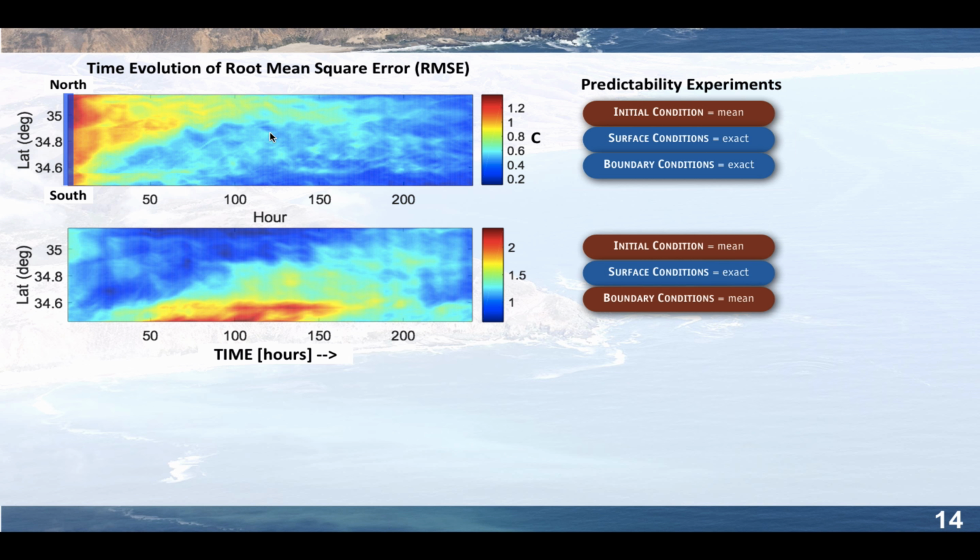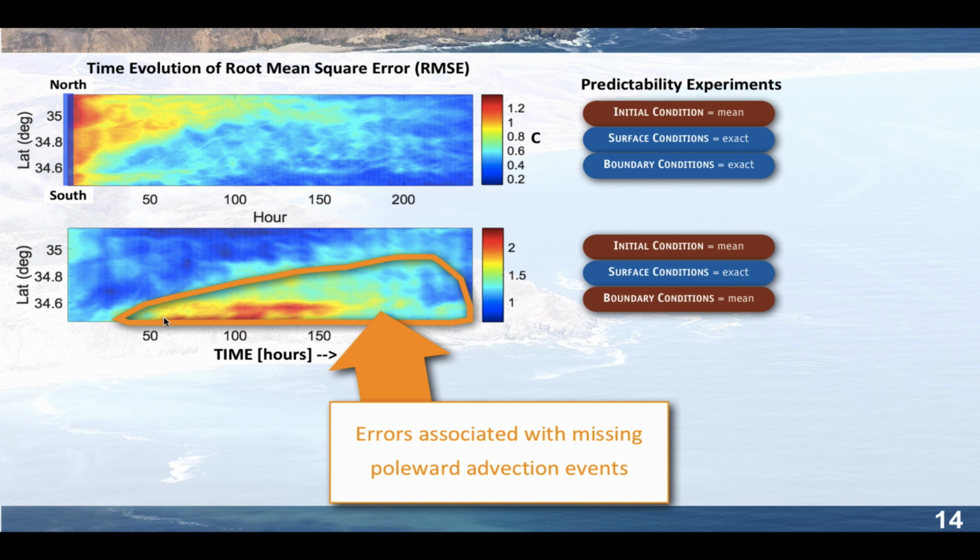Now we can do the same experiment where we also set the boundary condition to climatological values or mean. So this experiment has only the exact surface condition, and here you can see that the scale of the errors is much higher. In particular, there's a region here in the south that develops with very large errors, and these errors are really associated with the missing poleward advection events, these intrusions from the south.